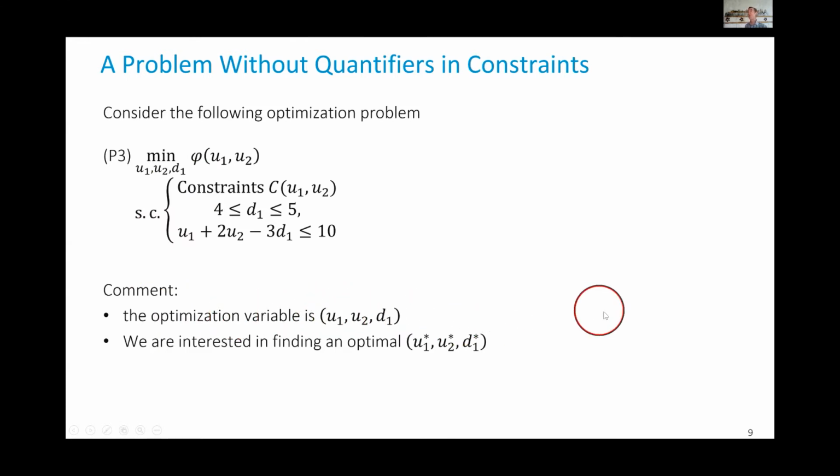What does it mean concretely from a modeling viewpoint, from an engineer's viewpoint? Here it means that I have to choose D1. I have to choose U1 and U2 and D1. So it's not a game with two partners. It's a single partner event where I have to choose U1, U2, and D1. And all the constraints are up to me to satisfy. In some sense, there is no uncertainty in this problem here.